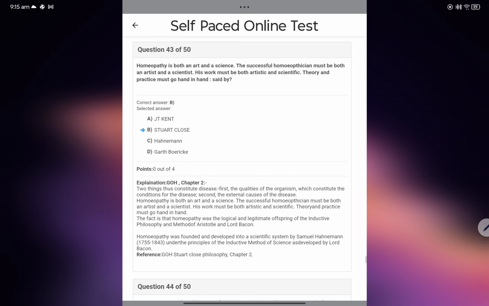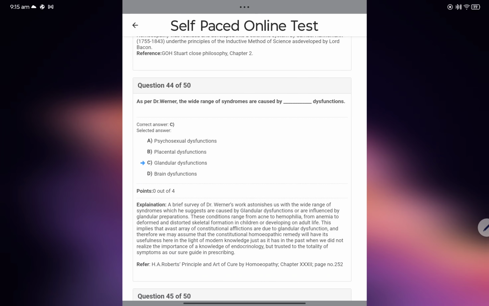Next question. Homeopathy is both an art and a science. The successful homeopathician must be an artist and a scientist. His work must be both artistic and scientific. Theory and practice must go hand in hand. This was said by Dr. Stuart Close.